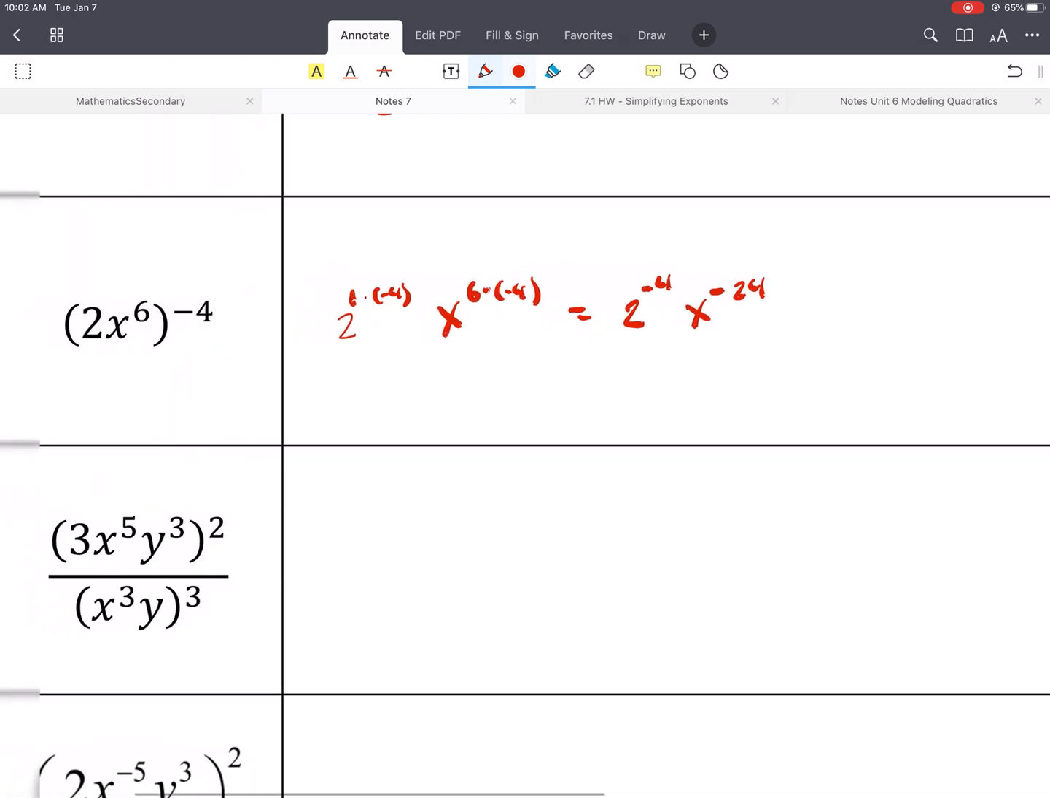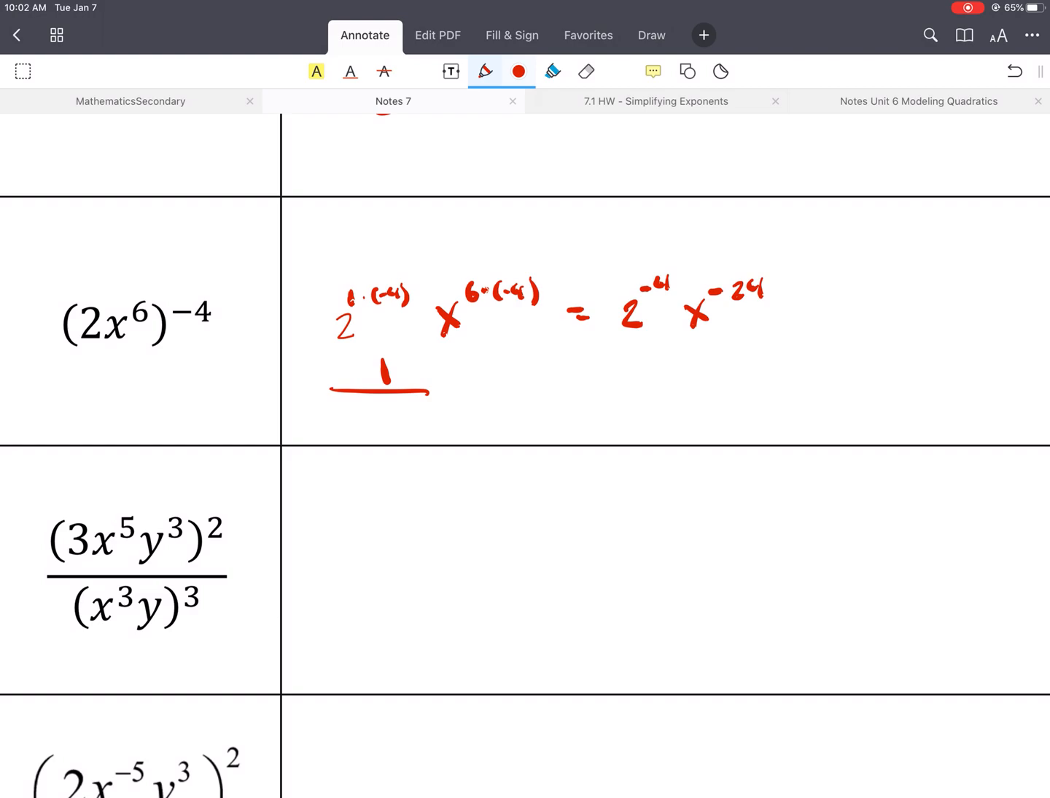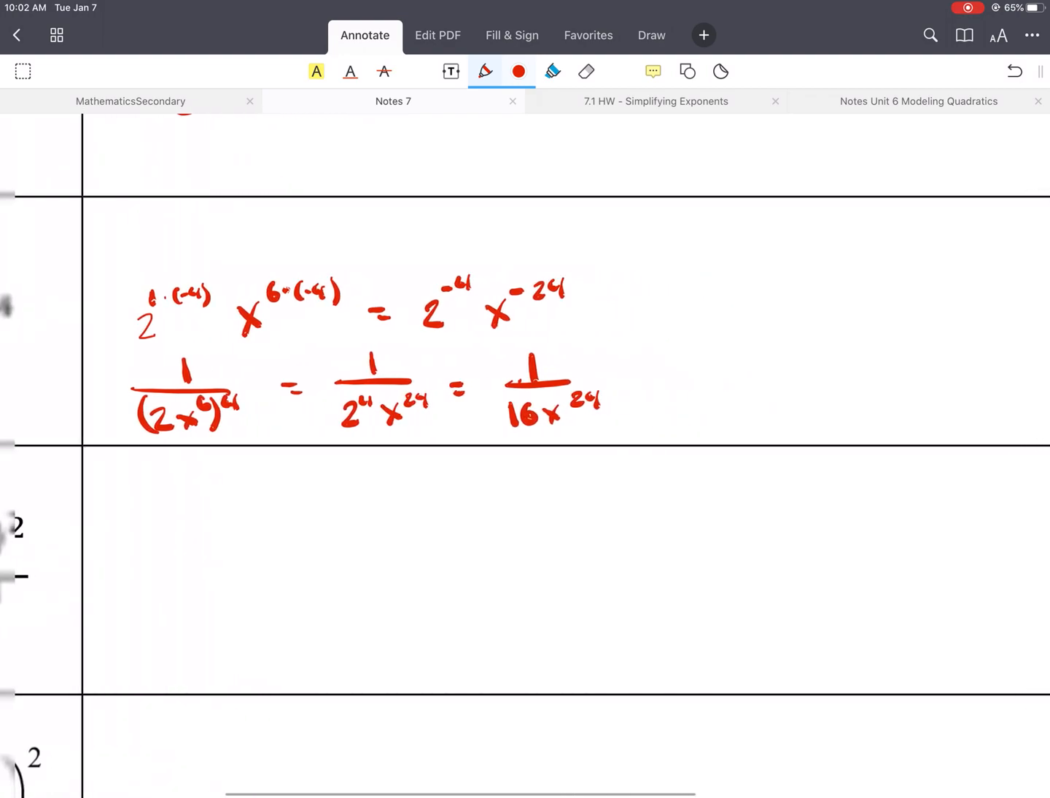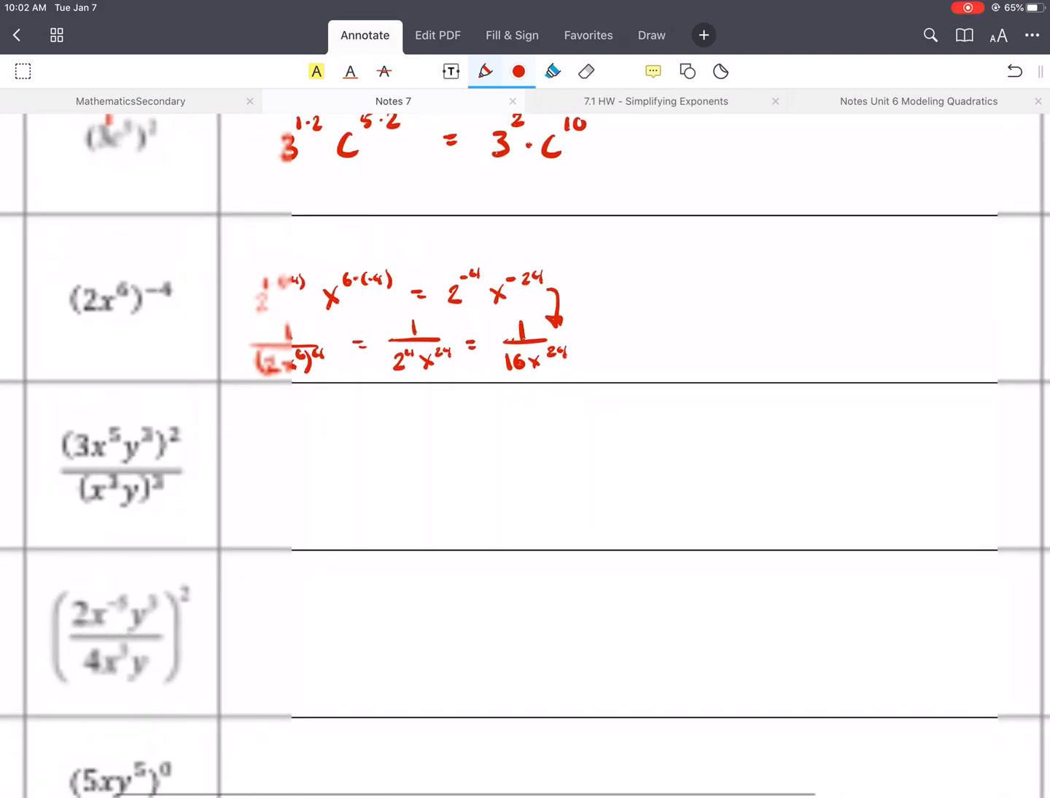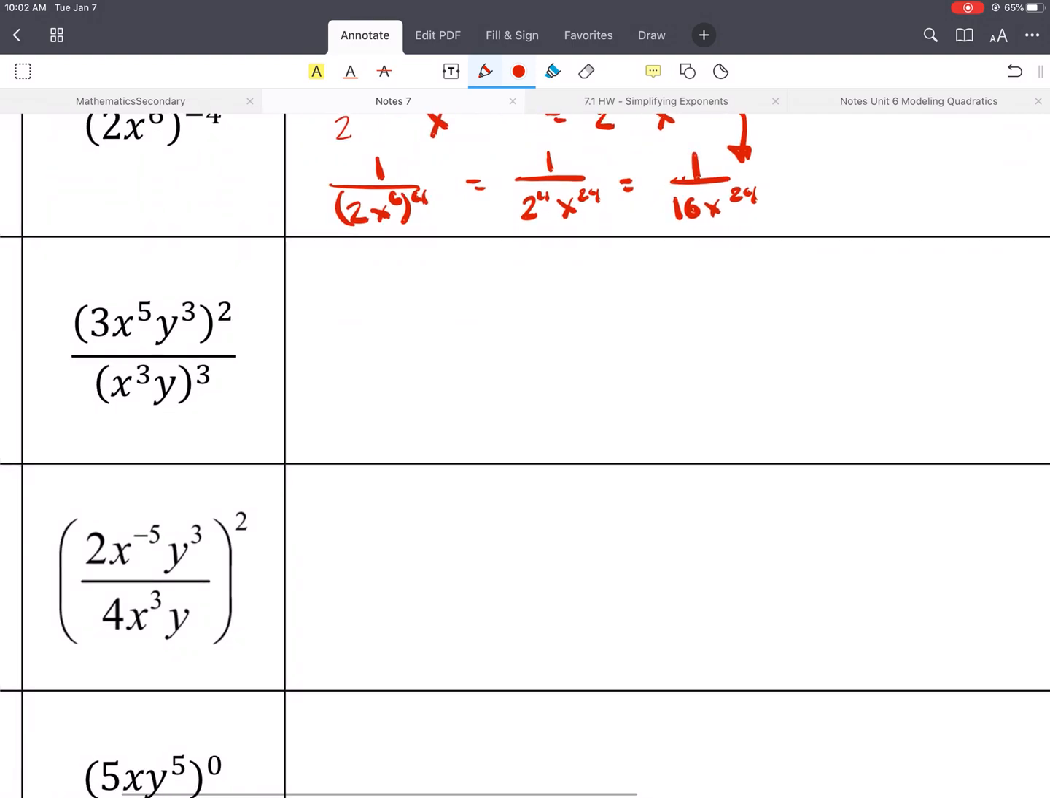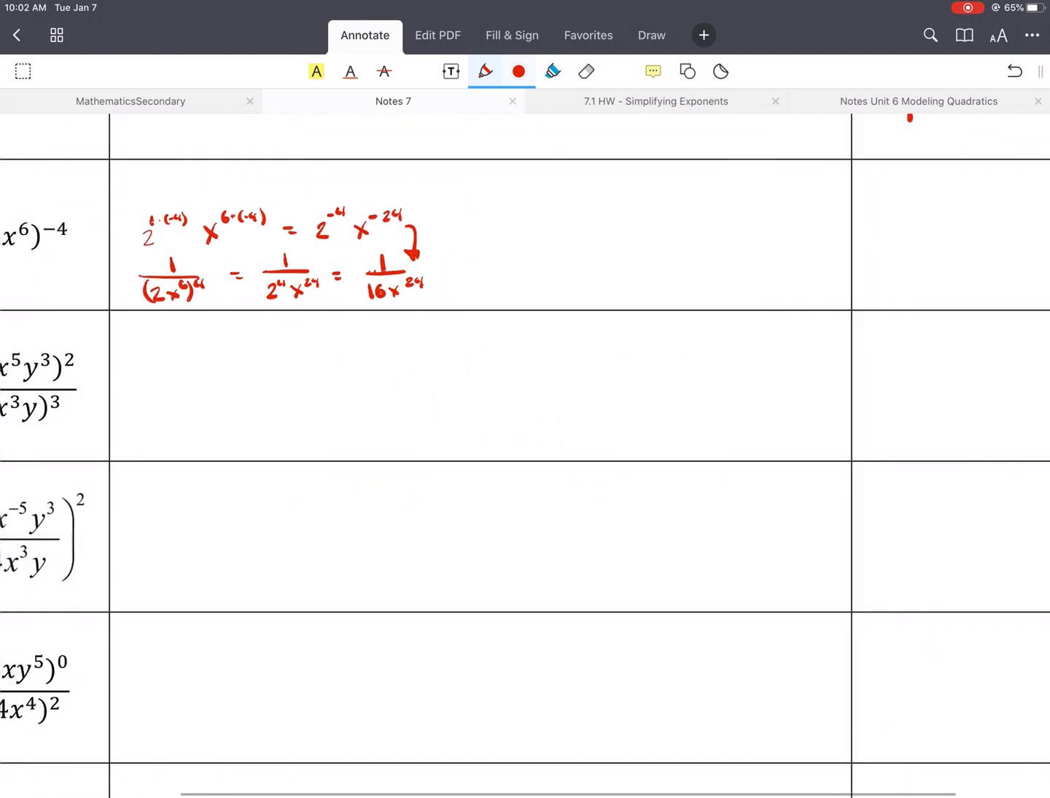Or you could do it at the beginning. You could bring this down and say 1 over 2x to the 6th, to the 4th, and do the same sort of thing. So that would be 1 over 2 to the 4th, x to the 24th. And we end up getting 1 over 16x to the 24th. Okay, and then you'd end up getting the same thing. Okay. All right. I guess we should write that over here. So 1 over 16x to the 24th.